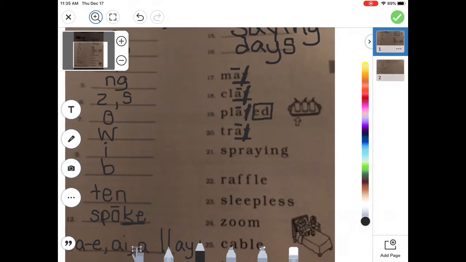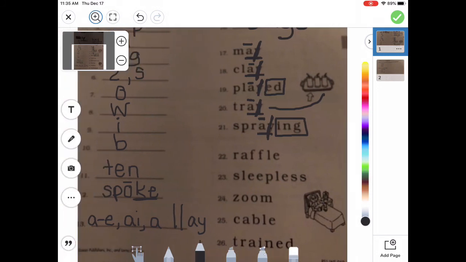On number 21, what do you notice? That's right, it's got that ing suffix I have to box off first. Then what does it have? It has that AY digraph, underline it. It says A, so I need a macron on top of the A and a silent Y crossed out. So spray, spray, and then add the suffix ing, spraying. Very good. So I had may, clay, played, tray, and spraying. So which picture do you think matches it? That's right, it's pointing at the tray underneath the drinks.